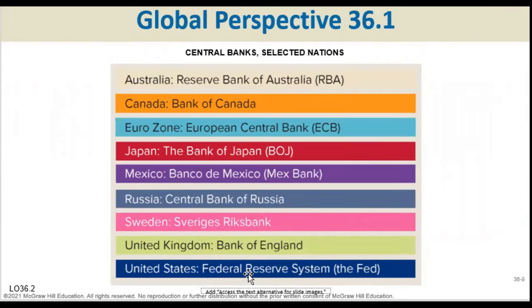This global perspective contains some examples of the central banks of other nations. Right, like the Federal Reserve System, these banks coordinate the monetary policy of their countries: Australia, Canada, the European Central Bank, ECB, the Bank of Japan, and so on.